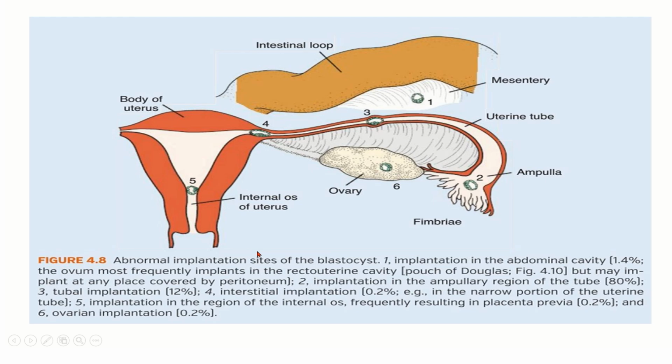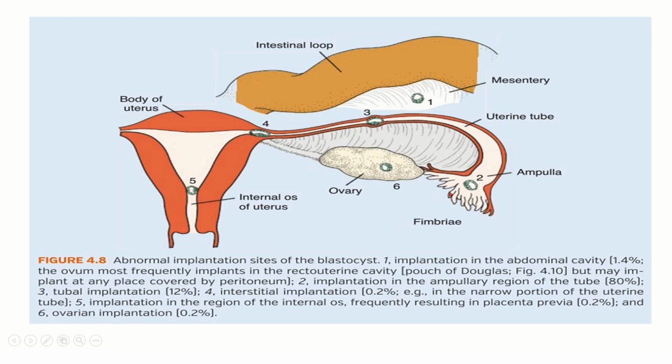Now if you see abnormal sites of implantation, here you can see within the abdominal cavity or the peritoneal cavity, and here you can see in the ampullary region. And the third one, you can see it is the interior of the tube. Even though the ampulla is also a part of the fallopian tube, this we call tubal implantation. It is far inside; then this is the interstitial part. The fallopian tube has four parts: the infundibulum, the ampulla, the main muscular part, and the interstitial part.